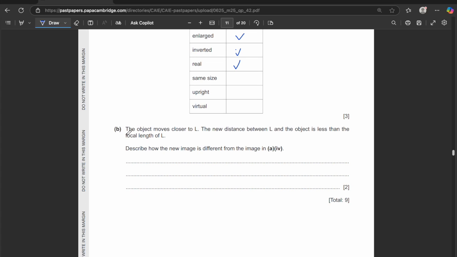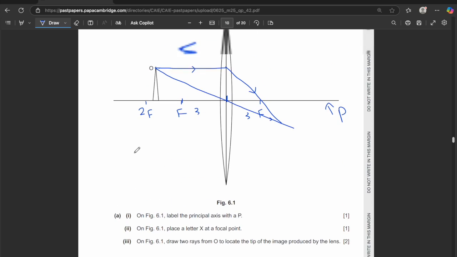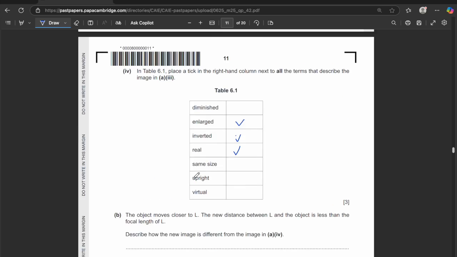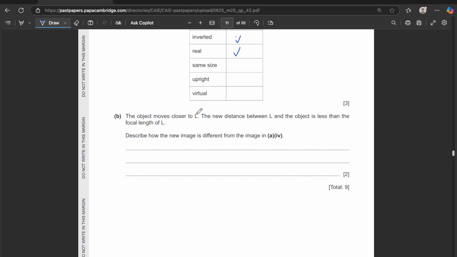B, the object moves closer to L. This is L, yeah, lens. The new distance between L and the object is less than the focal length of L, which means that it is between the center of the lens and the focus, which means it will produce a magnified image. It will work as a magnifying glass.